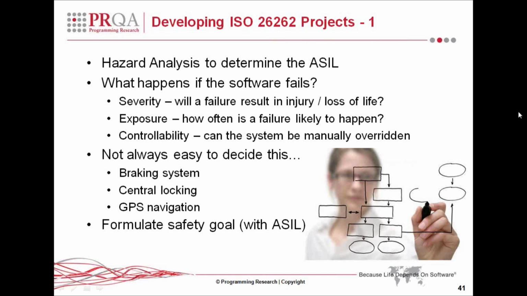Or we have central locking. You may think initially that this isn't really a software risk, because it's normally used to lock your car and save it from theft. But what about if your car's been involved in a crash and the central locking system jams? Is there a way for the user to override the system?